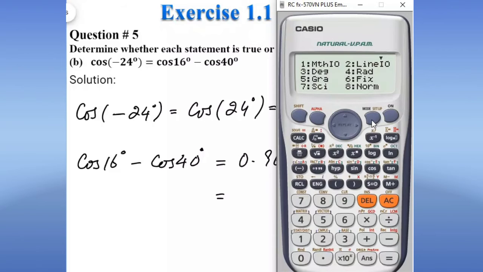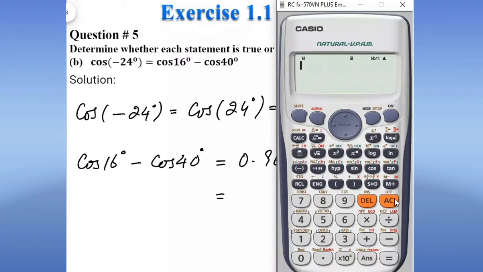How? Press shift then mode. Here, at number 6, it is fix, so you can press 6. It will ask you how many digits after the decimal you want to fix. So I would say 4. So it would round off up to 4 digits. And if you want to normalize it, again press shift, then mode, and then press 8 and then 1. So it would be normalized.